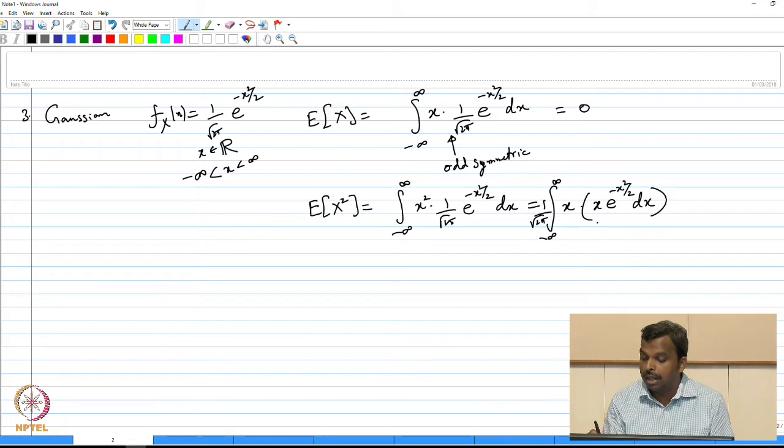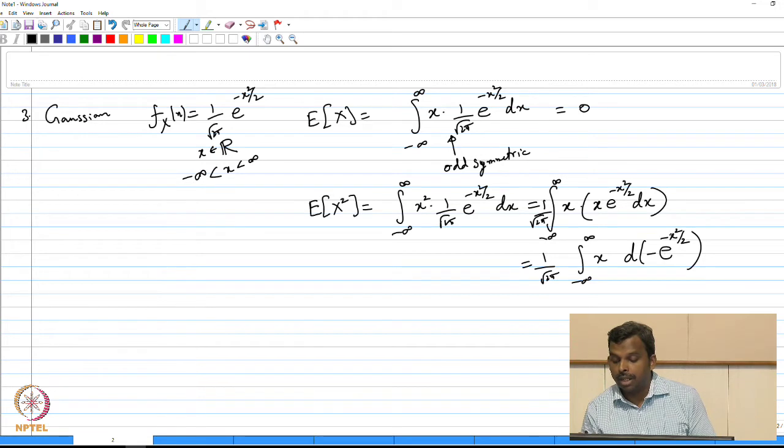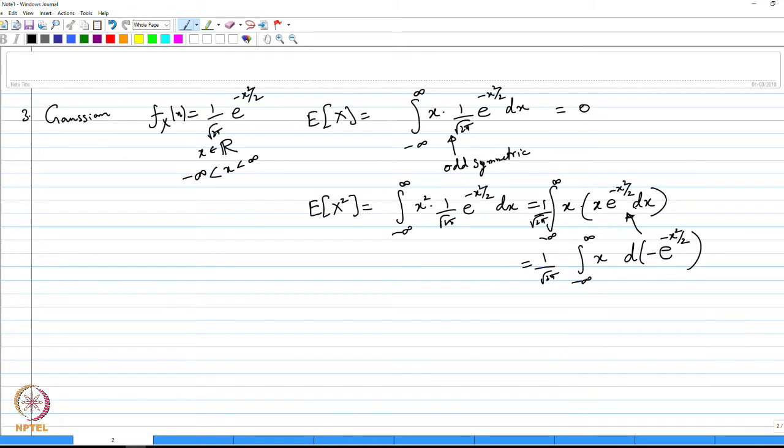Now this part one can identify as follows: the integral from minus infinity to infinity of x times d of minus e to the power minus x squared by 2. What do we mean by this? If you do this differentiation, you will get minus e to the power minus x squared by 2 times the derivative of minus x squared by 2, which is minus x. So that becomes the same as this. These two are equal, and you can check that. Once you do this, you can do integration by parts. This is how I like to do it. The 1 by root 2 pi will come as it is.